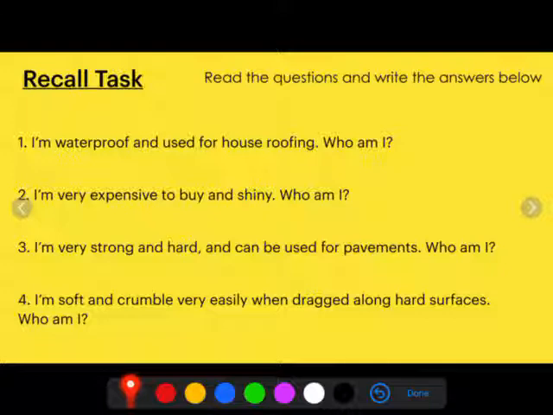I'm very expensive to buy and shiny. Who am I? So remember, this rock is very expensive, but it is very shiny as well. Number 3. I'm very strong and hard. So think about it. It's a very strong and hard rock, but this rock is only used for pavements. Who am I? And finally, number 4, I'm soft and crumble very easily when dragged along hard surfaces. Who am I? So think about one of the softest rocks that we have been looking at.